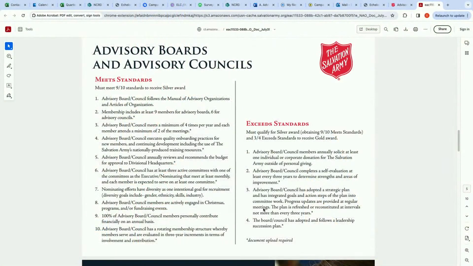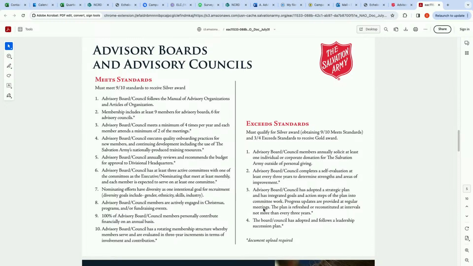2 levels of certification, silver or meets expectations, or gold or exceeds expectations. And I'm going to give you a couple of examples of them just to demystify the process here with the 5 minutes I have left. Okay, so looking at the meets standards, you'll see that at the very top, in order to qualify to become recognized at the silver level, you must meet 9 of the 10 standards to receive the silver award. So out of all 10 things under the meets expectations, you got to be doing 9 of them.